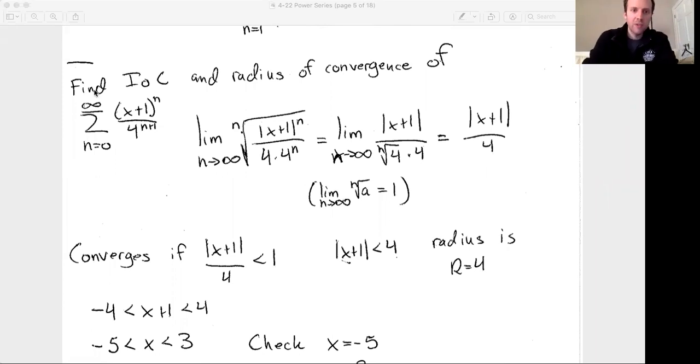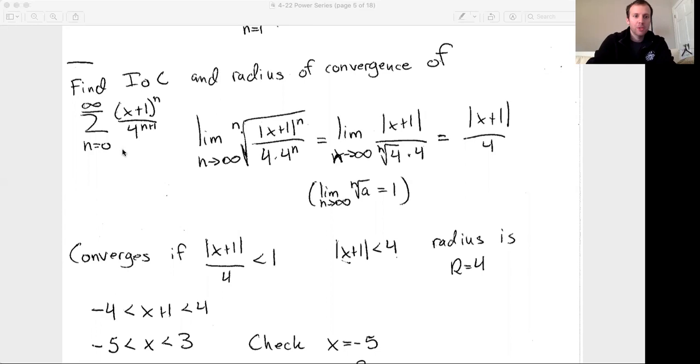So let's try one of these again. Find the interval of convergence and radius of convergence of this series here. There are options for what to do here. You can use the ratio test, or because it's essentially all powers, you can use the root test. Either one will get you where you want to be. But in this case, we have some powers of n, so that says maybe the root test will be a little easier.